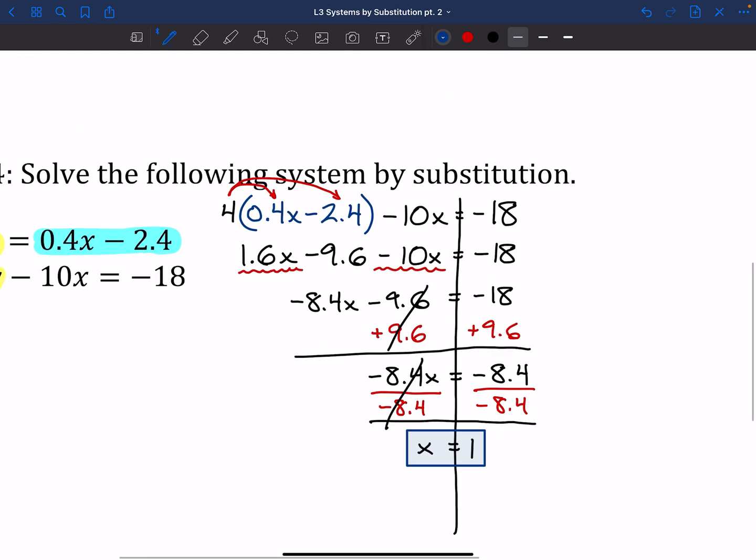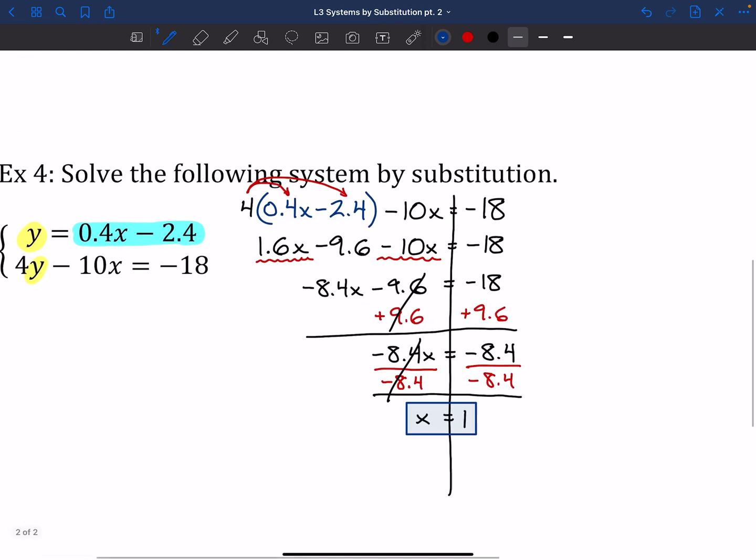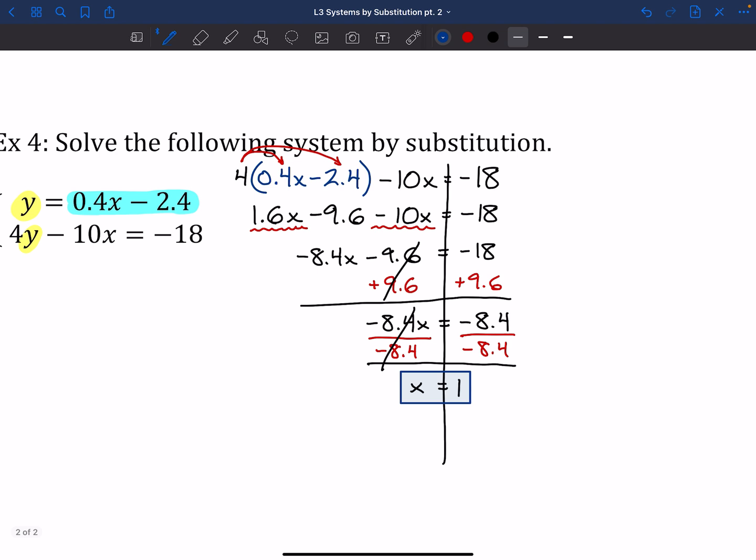After that, if x is equal to 1, I again got to plug that back into one of those original equations, which is why I zoomed back out. I'm actually going to plug it into the first one, because even though it's got decimals, the y is all by itself and might be easier to move stuff around for. So y is equal to 0.4 times that x, which is just 1, minus 2.4.